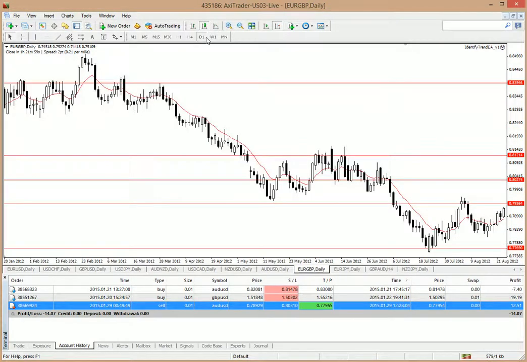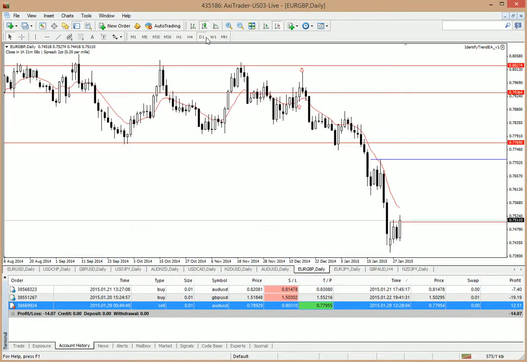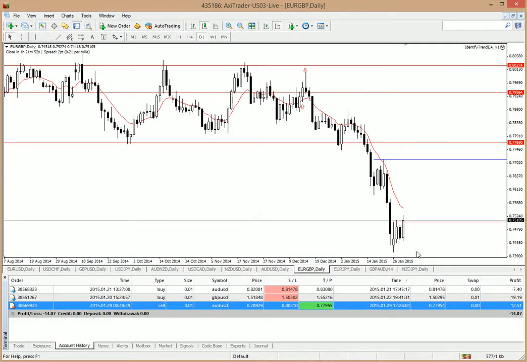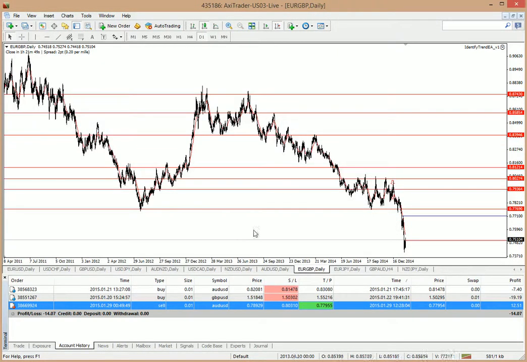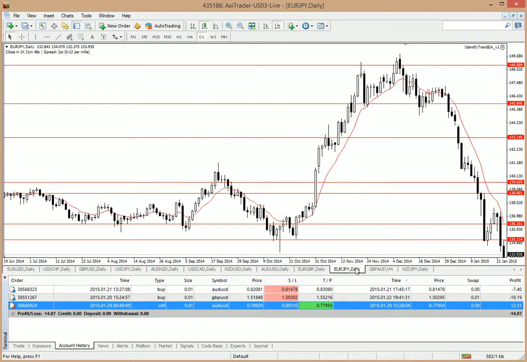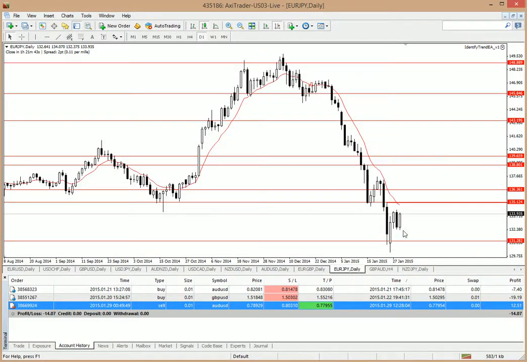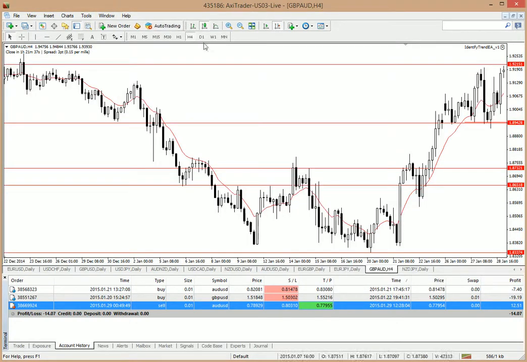Euro Great British Pound. Not sure why it's on weekly. This one looks like it's hit a new support line. So I guess we can take a longer term view, but I'm running out of time. So Euro JPY, this looks like it's bouncing back. We'll be looking for some price action to validate which way we want to go.